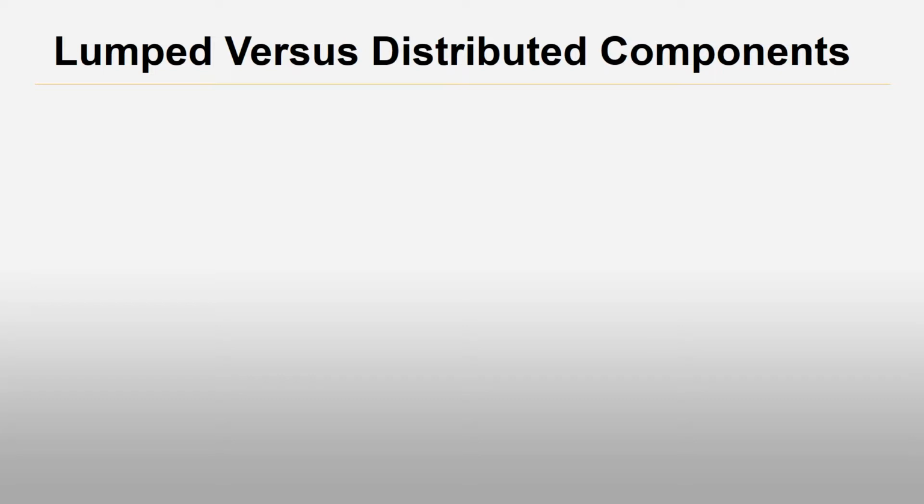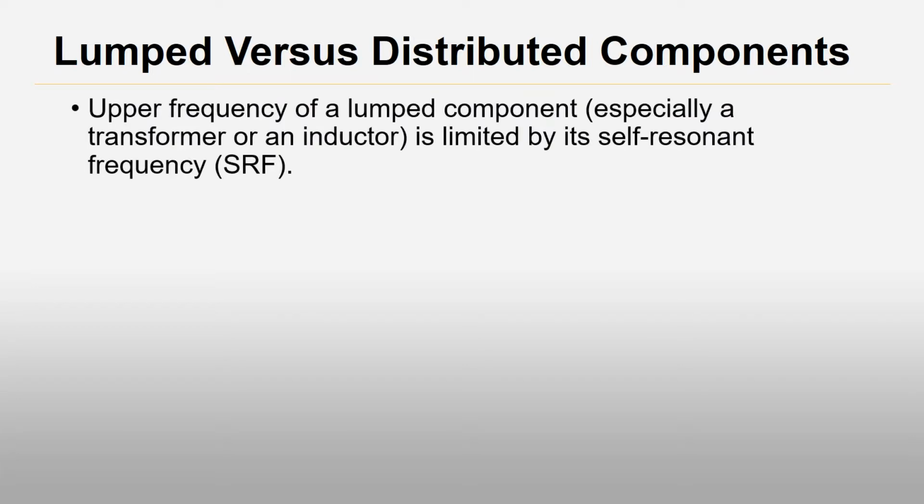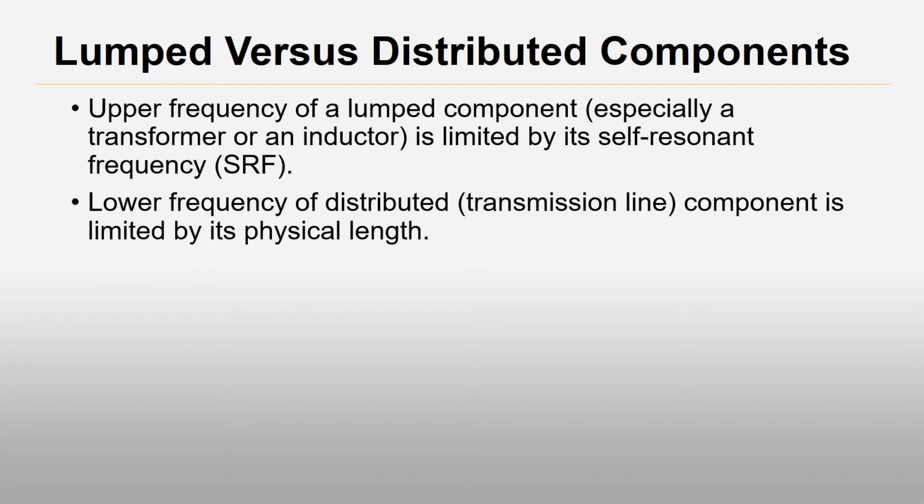Now, matching networks can comprise either lumped or distributed components, or a combination of the two. For lumped components, there is generally an upper frequency limit imposed by the self-resonant frequency of the component. And for transformers or inductors, this is quite a bit lower than it is usually for capacitors. On the other hand, the lower frequency limit of a distributed transmission line component is its physical size.